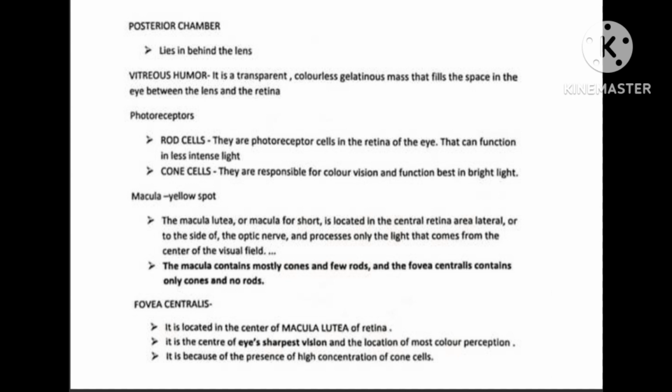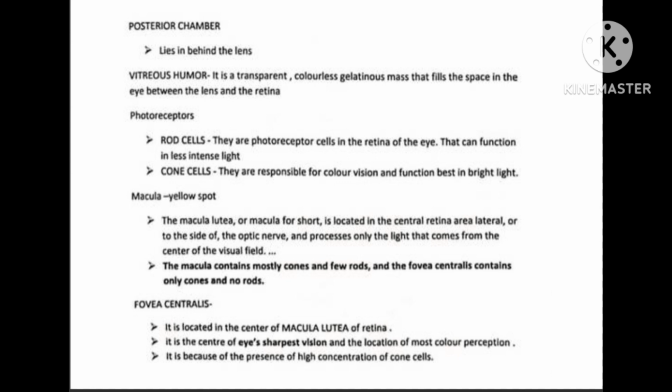Vitreous humor is a transparent, gelatinous, colorless mass that fills the space in the eye between the lens and the retina. Photoreceptor. Rod cells and cone cells are there. Rod cells are the photoreceptor cells in the retina of the eye that can function in less intense light. And the cone cells are responsible for color vision and function best in bright light.